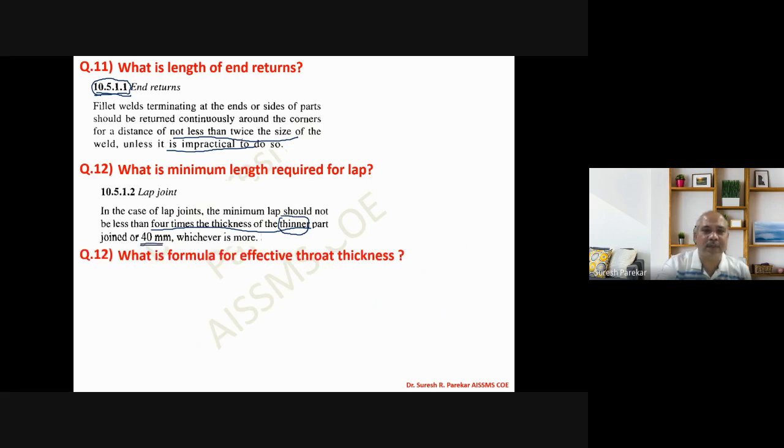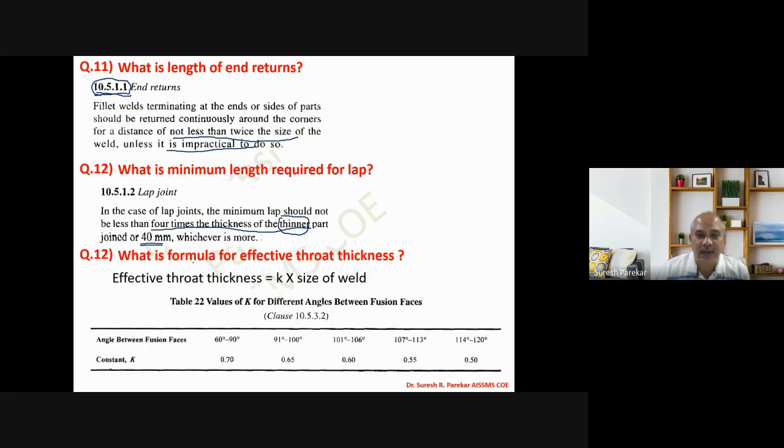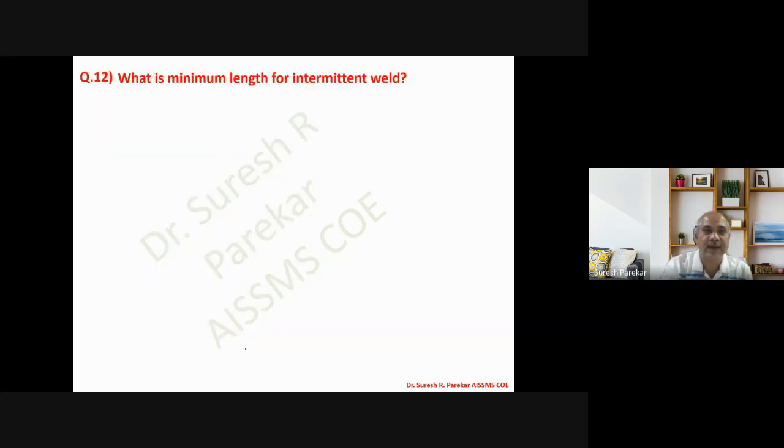Then what is the formula for effective throat thickness? So that is K into size of weld. And the K value depends upon the angle between the fusion faces, and that is 0.7, 0.65, 0.6, 0.55. Generally, we have this value, that is 90 degrees, and K is taken as 0.7. So K we have 0.7.